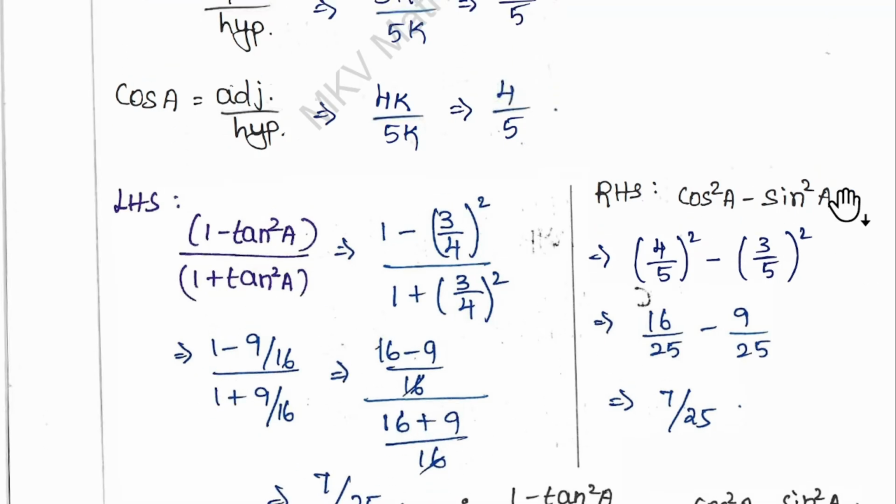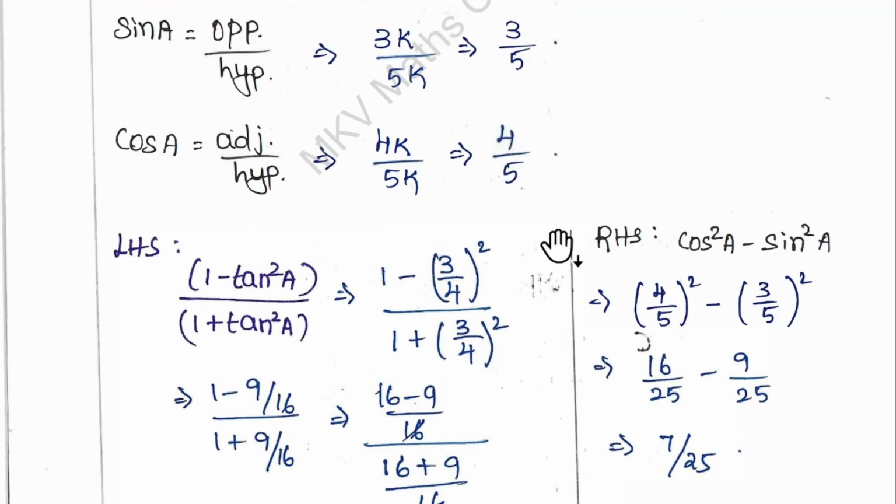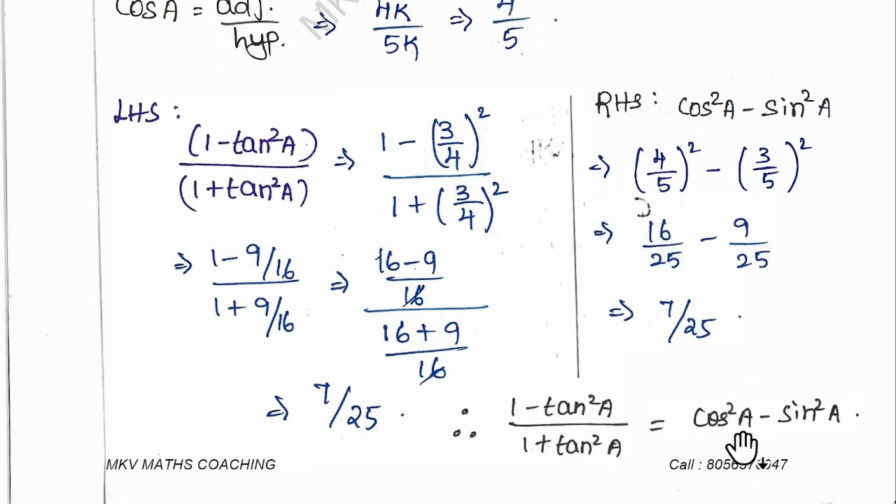And for cos square A minus sin square A, what is cos square A? So cos is 4 by 5, sin is 3 by 5. So if you want to square it, you just square this and calculate, you end up with the 7 by 25. So can you see LHS equal RHS? So hence proved that the given question is true, LHS equal RHS.